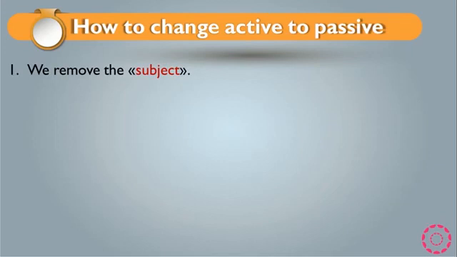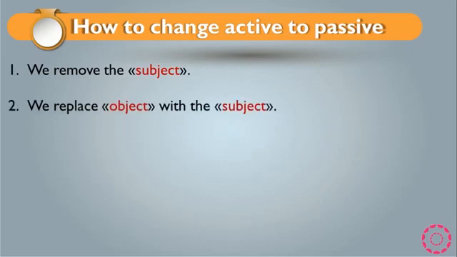First of all, we remove the subject. The second one, we replace the object with the subject. So first we remove the subject, and then we find the object and replace it with the subject.